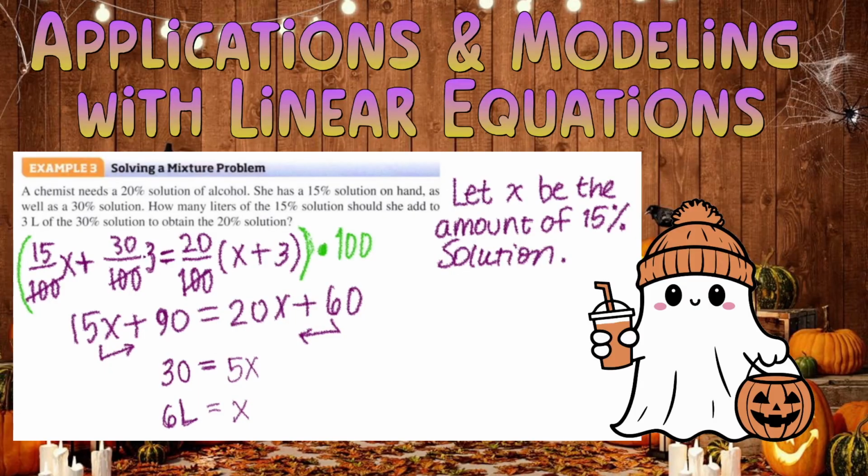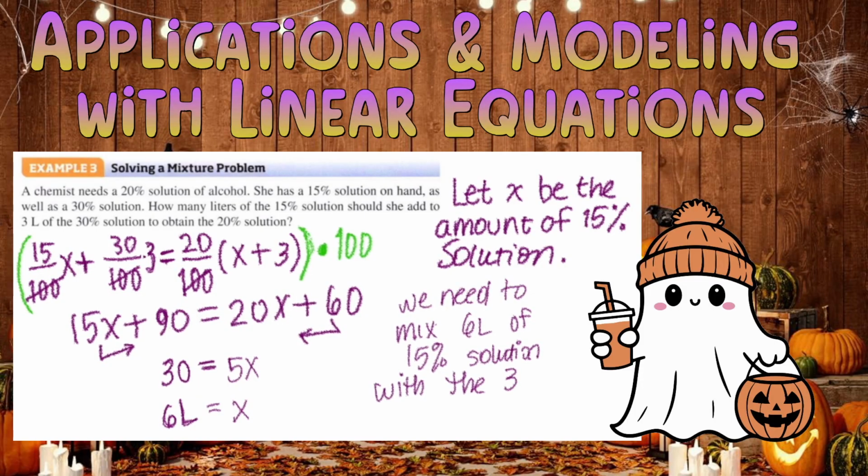So we need to mix 6 liters of 15% solution with the 3 liters of 30% solution to make a 20% solution. All right, so this is what we need to do to obtain the 20% solution.